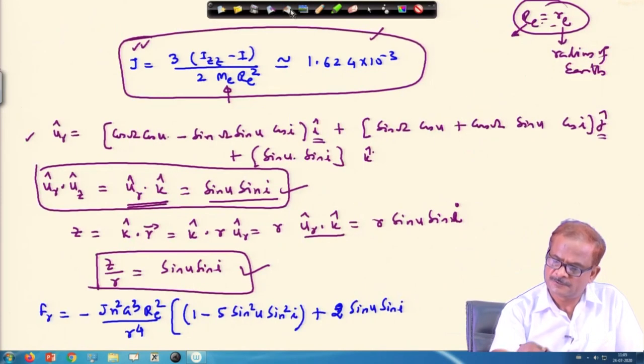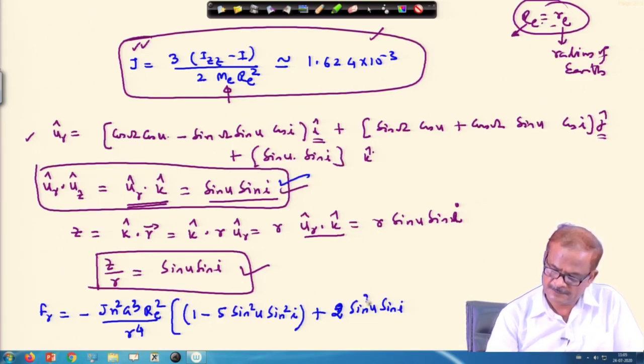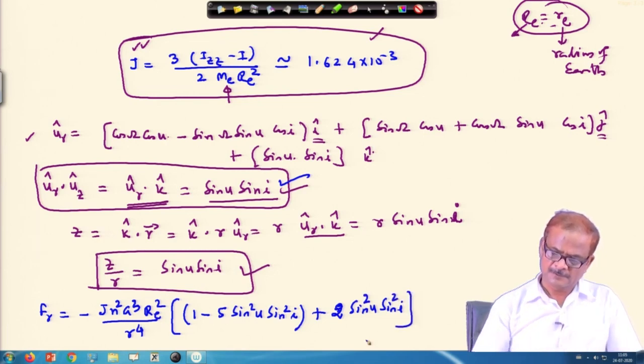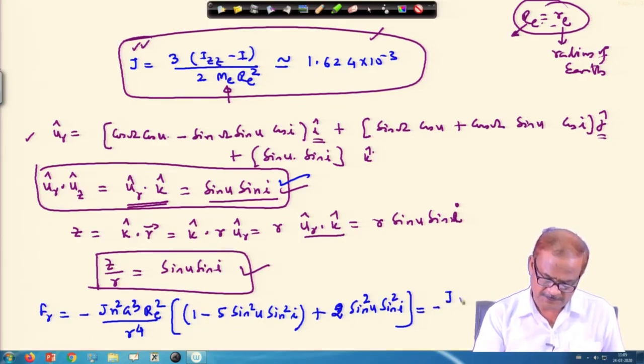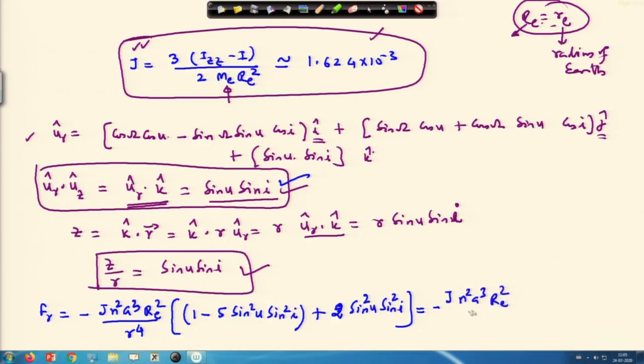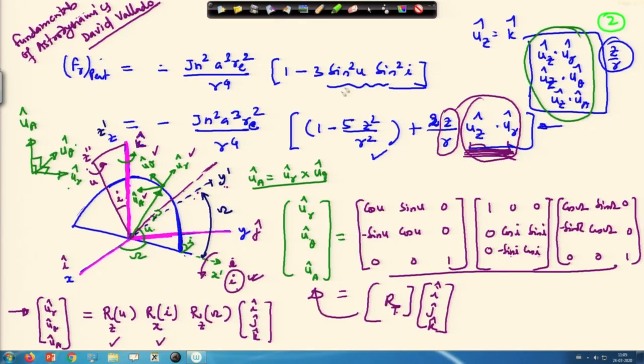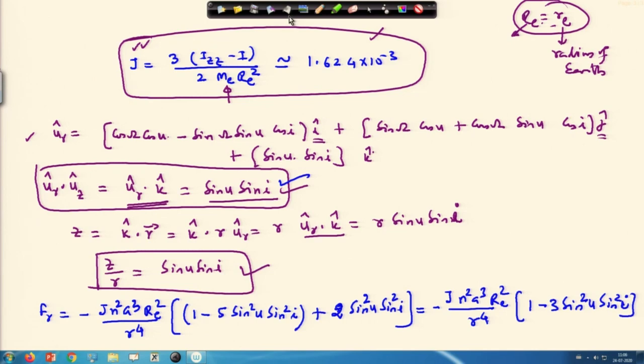times u_z cap dot u_r cap. So, the quantity is here. So, this becomes then sin square, and once we solve this, this quantity gets reduced to minus J_n square a cube R_e square divided by r to the power 4 times 1 minus 3 sin square u sin square I, and this is what we have written. The same way the other things can be worked out. Here we have written the u_r and some exercise I will leave for you.